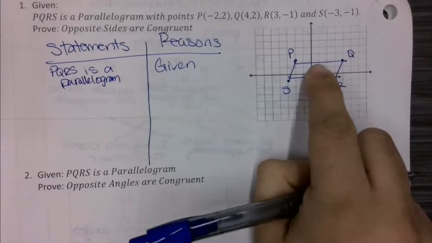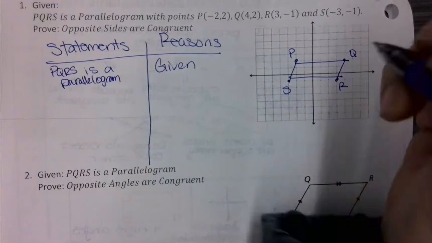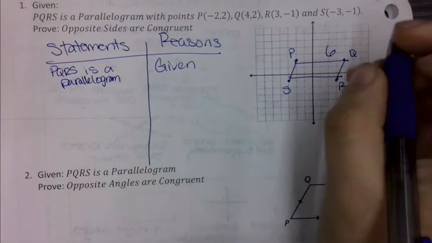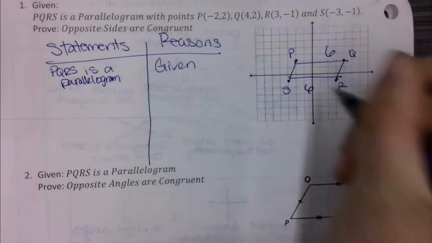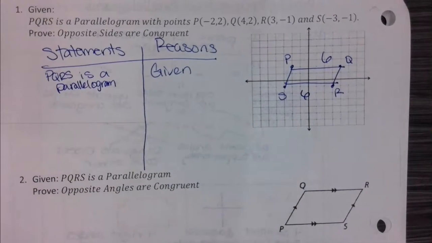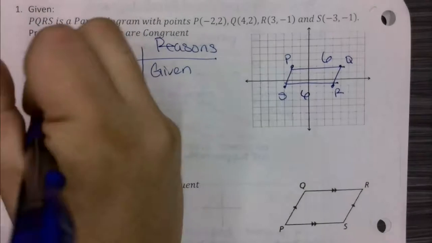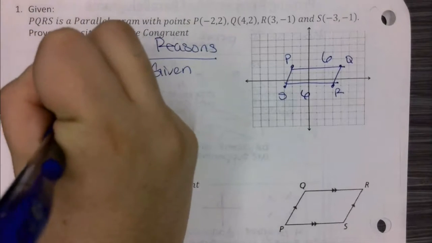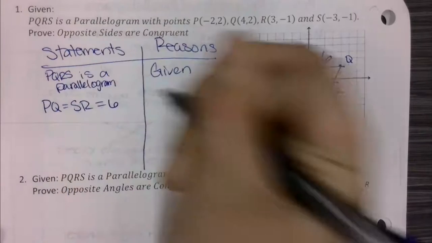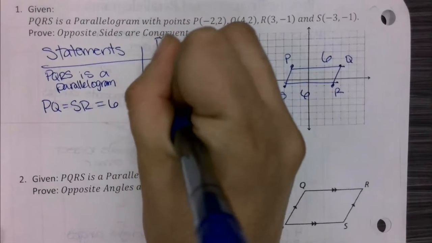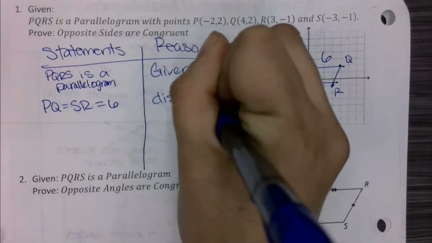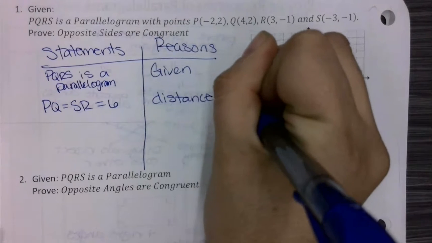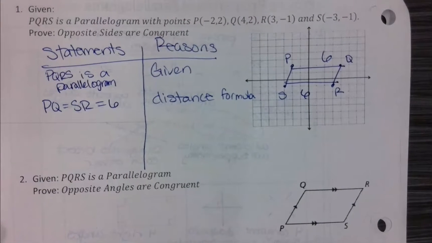How long is this? How many squares? And SR? Also 6. So PQ and SR are the same. And this is by the distance formula. Whenever I find a side length, I say the distance formula no matter how I actually found the side length.